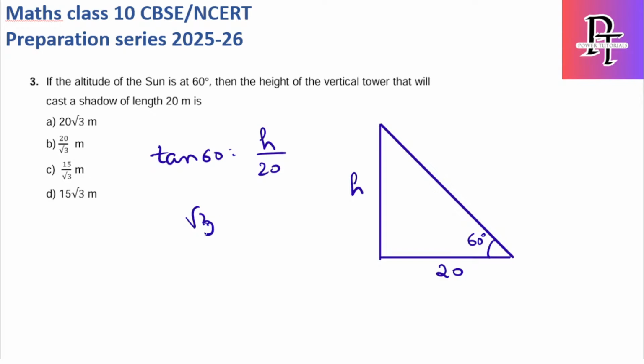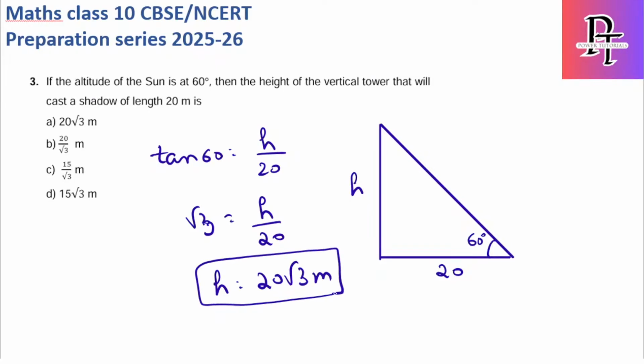So tan 60 is root 3 is equal to h by 20. So the h value is 20 root 3 meters. I mentioned root 3, so I'll keep it as root 3. So only this option is there. Okay. Next, go to the fourth one.